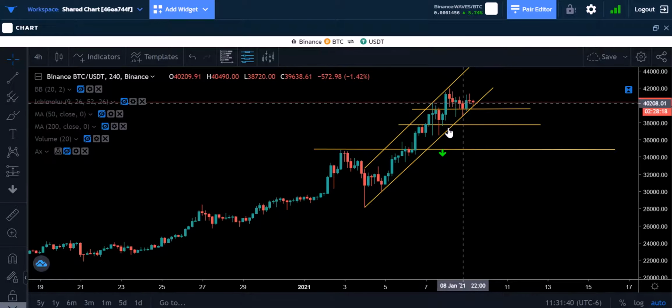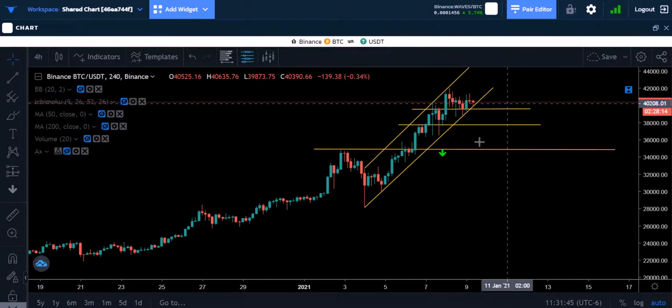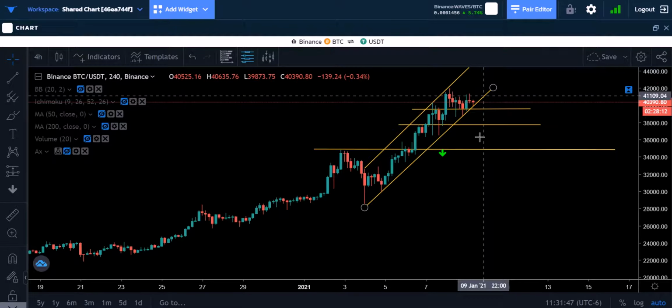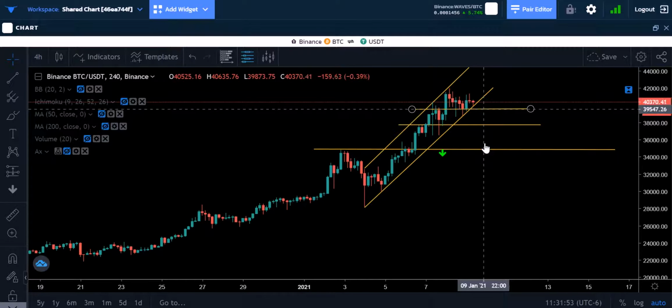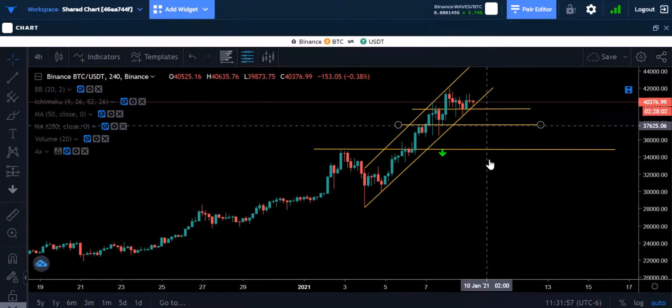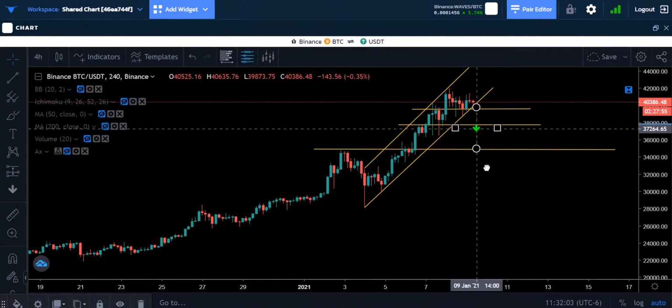I may be wrong. We have 2.5 more hours to bounce up. But if we don't bounce up, we're about to exit this trend, which means this is our next line of defense, 40,000 really. And then down here at about 37.6. So I would probably set my stop loss somewhere around here just in case.